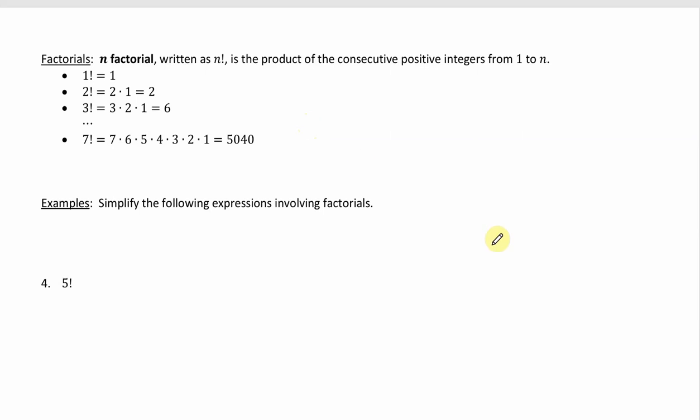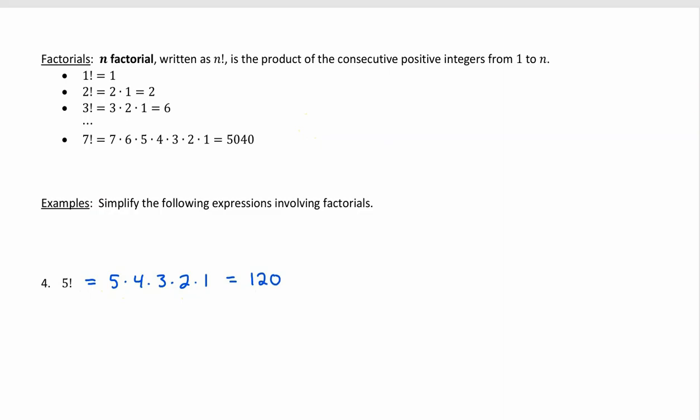All right, so simplifying some expressions with factorials. This 5 factorial, that one we just want to expand it out. So this would be 5 times 4 times 3 times 2 times 1. And if you multiply that out, that's 20 times 6, so that's 120.